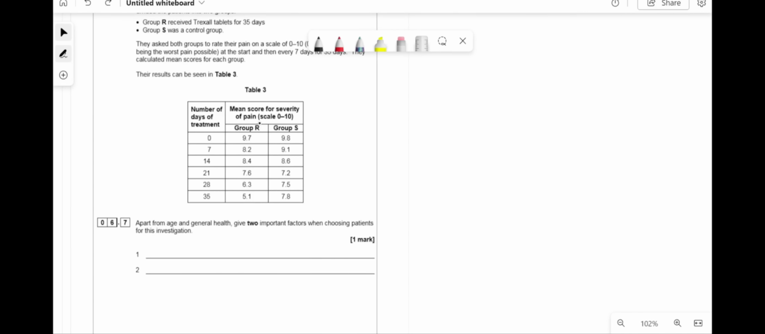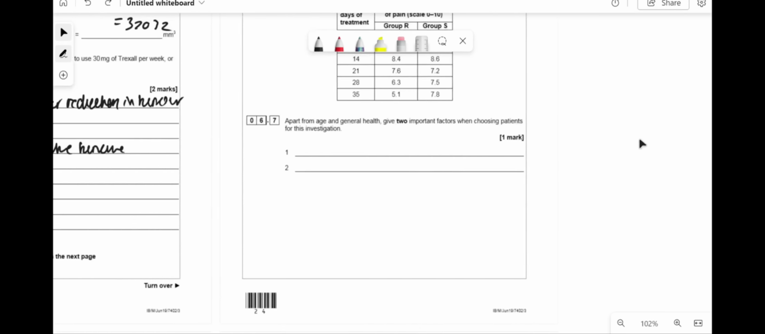So looking at the number of days of treatment, in Group R you could see that the pain decreased, and in Group S, the pain kind of decreased, but it's similar. So apart from age and general health, what are the things you want to consider? Well, obviously, we need to think about other variables that can affect them. So, do they take any other medications? They might be taking pain relief because they're measuring pain. If they're taking pain relief, then their pain's probably not going to be the same as somebody who isn't. As well as that, you need to think about the severity of their rheumatoid arthritis. Because if they've got really, really severe arthritis, they're probably going to start off with a really high level of pain. Other things we could think about are ethnicity and body mass as well.